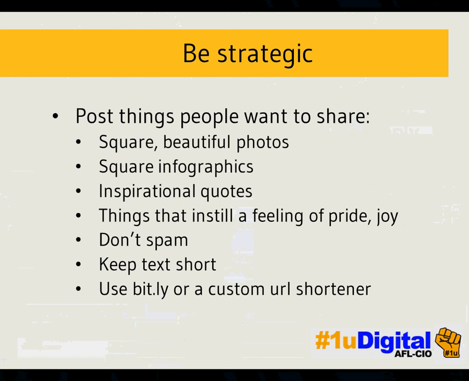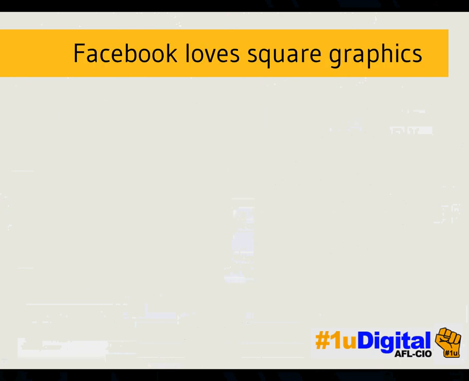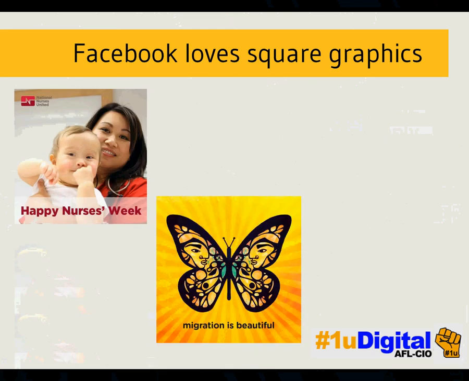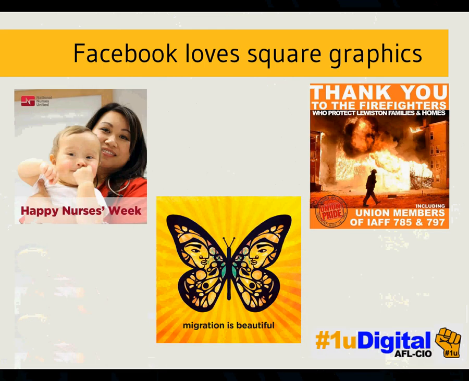Keep your text short. Nothing ruins a great image more than excessive intro text or even text over the photo. Remember, people have short attention spans. Keep it simple. If you do share a link along with an image, use a bit.ly or custom URL shortener. Facebook loves square graphics. The reason I emphasize square is because Facebook cuts off edges of rectangular photos that you post on your wall.